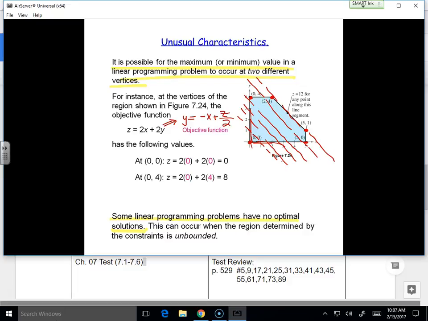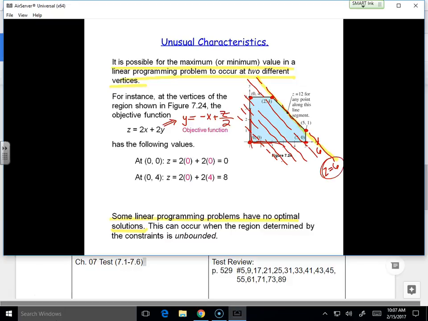Kiddos, what's the furthest that line can go? We have when z equals 6, right? But doesn't it hit that whole way? If it hits that whole way, how many different solutions are there? Infinite within that constraint. How would we know there are infinitely many within that constraint?